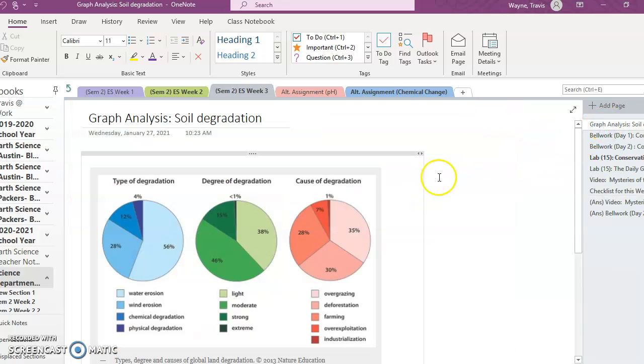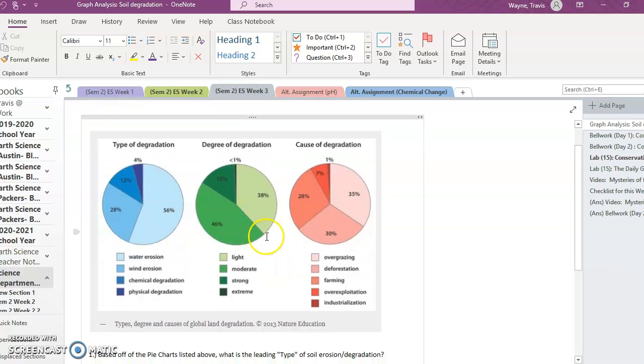The graph analysis this week, we are slowly transitioning into weathering, soil deposition, erosion, and things like that. So our graph analysis this week is going to start focusing on some of those concepts by looking at different types of degradation that can occur in our environment. So we're looking at different ways that it can be eroded or worn down, which is referred to as a type.